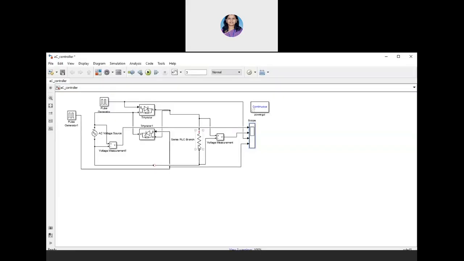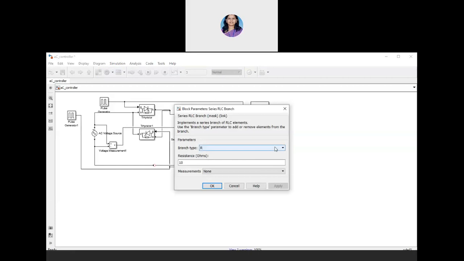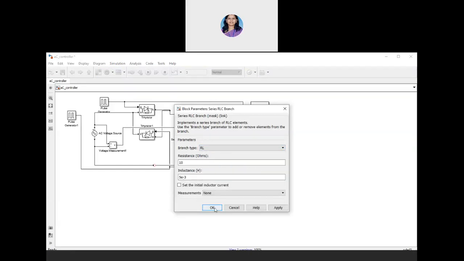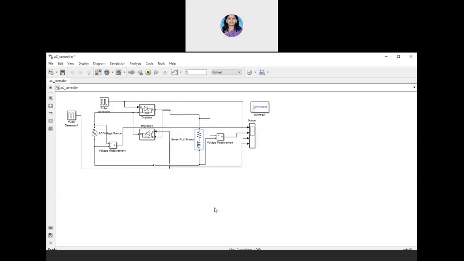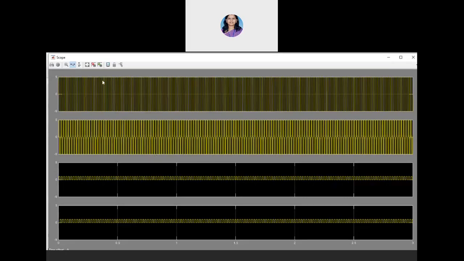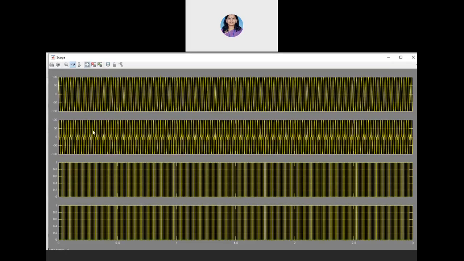Now I will change the load from R to RL so that we can understand the working with the RL load also. Let us run the model. I have just changed the load from R to RL. The model is compiling. Just wait for 1 minute. We will have the output with respect to the RL load. Yes, this is the output with the RL load.